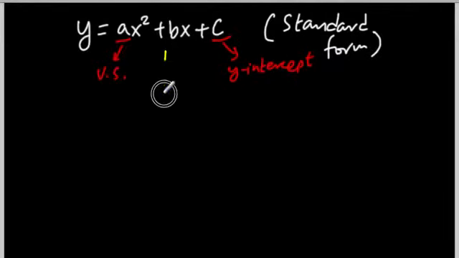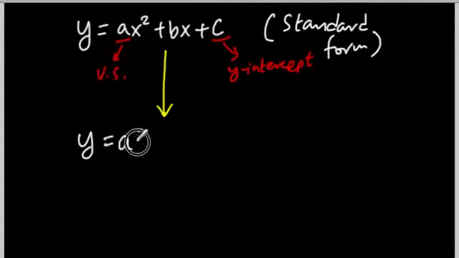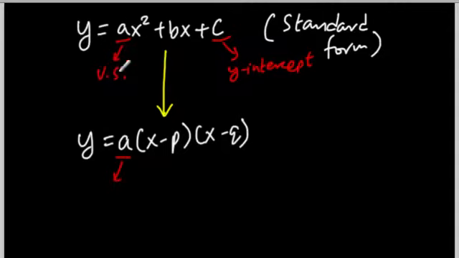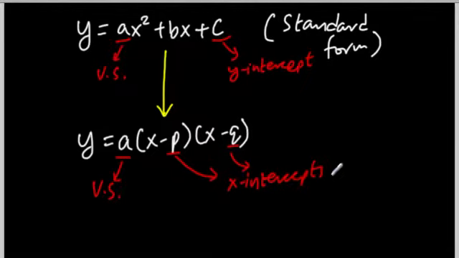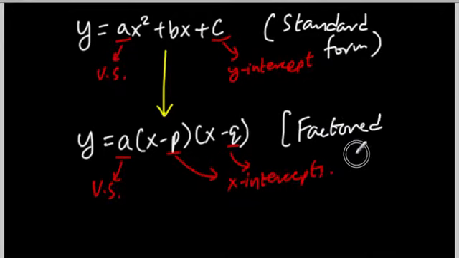Then what we did was we factored this, and we found another form of the parabola, which is y equals a(x minus p)(x minus q). And what we learned from this one was that a, once again, the exact same a, is also the vertical stretch. p and q now stand for the x-intercepts. This is the factored form.